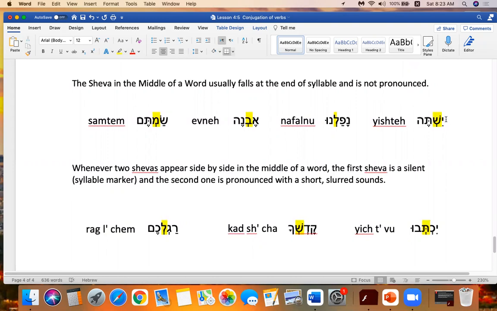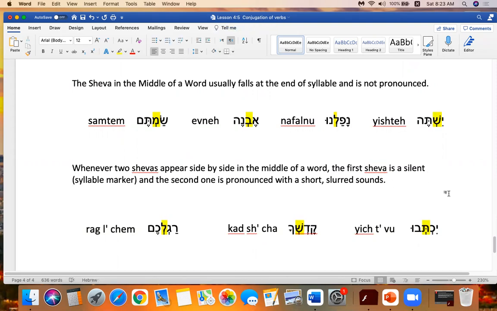So yishte, nafalnu, evne, samtem. So it's sort of like a syllable marker. When two shvas appear side by side in the middle of a word, the first shva is a silent syllable marker, and the second one is pronounced with a short slurred sound.